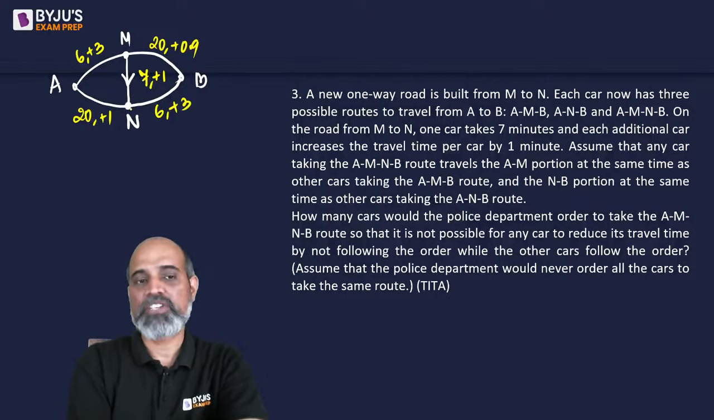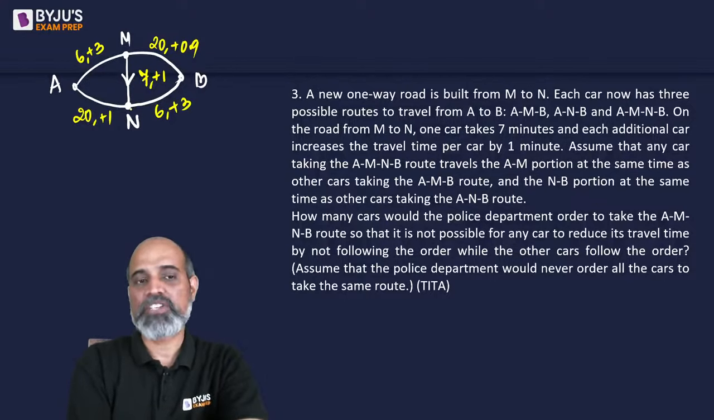How many cars would the police department order to take the AMNB route so that it is not possible for any car to reduce its travel time by not following the order? Since it's again a theta question, it's the same thing going on again. So this is a symmetrical figure, right? We have an I-shaped figure or a petal-shaped figure, and then we have a partition. So if you look from A's perspective or B's perspective, you will find that this is symmetrical. Of course, the MN route is one way.